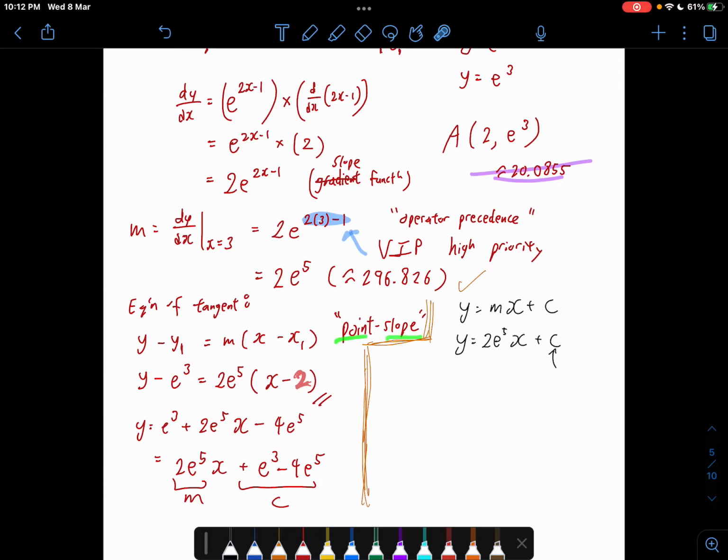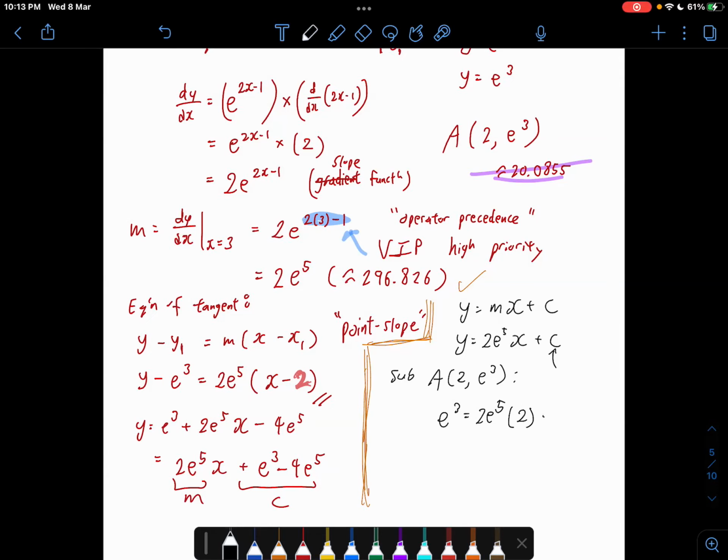You've got two options, point or slope. Slope is used already. What else is left? The point. Substitute x equal to 2, y equal to e power 3. Yes, exactly. Sub in the point. You must remember it's either the point or the slope. Those are the only two useful things, usually.